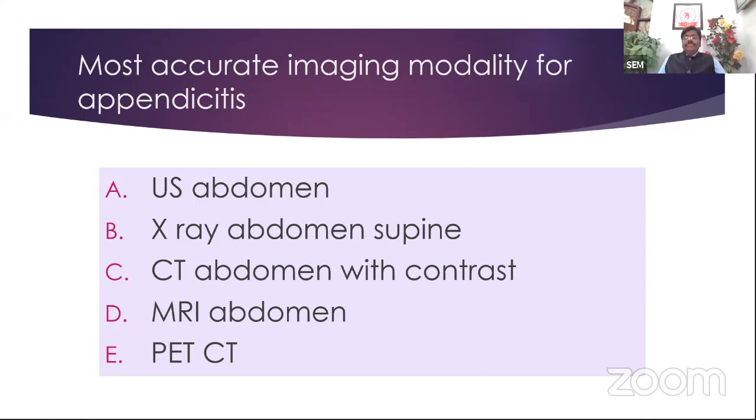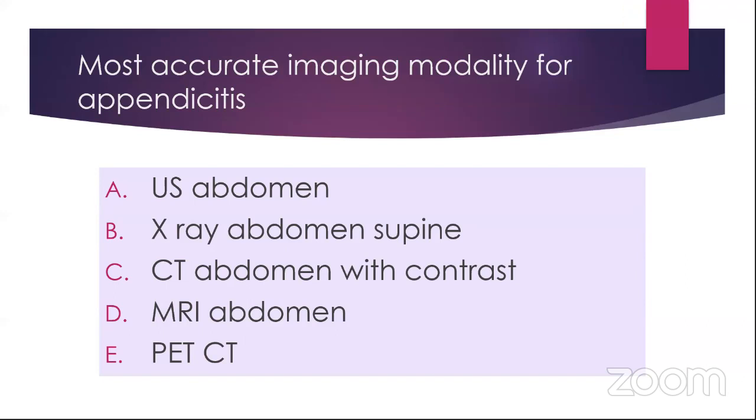Yes, Ajay. X-ray abdomen supine, sir. X-ray abdomen supine is the most accurate imaging modality for appendicitis. That's what you're telling. Why you said that? Why you chose that? No, it is not cost effective. What is the question there? You read it carefully. The most accurate imaging modality for appendicitis, sir.